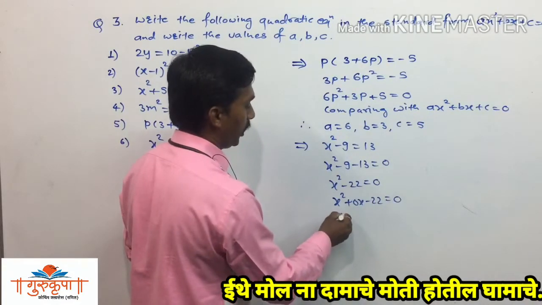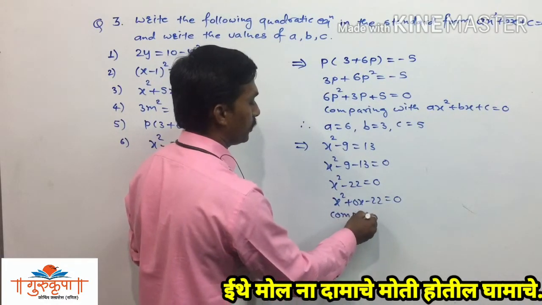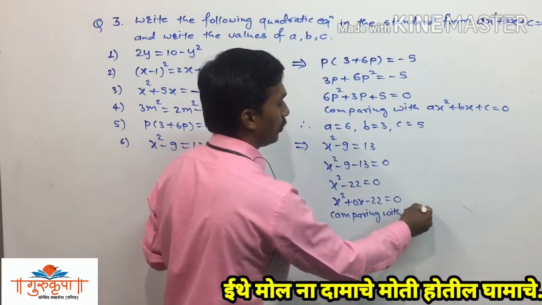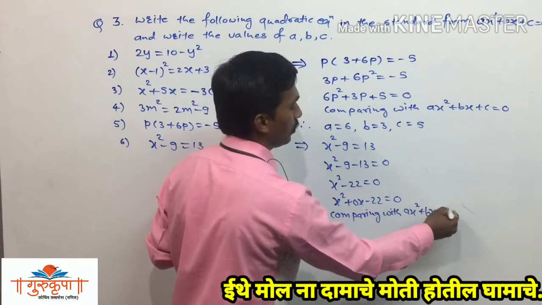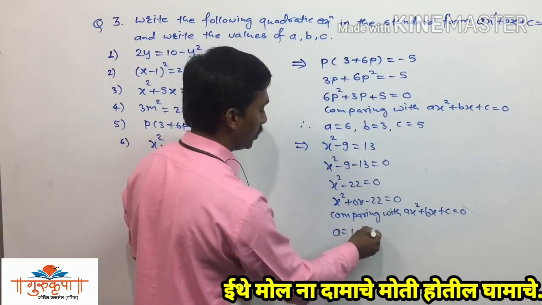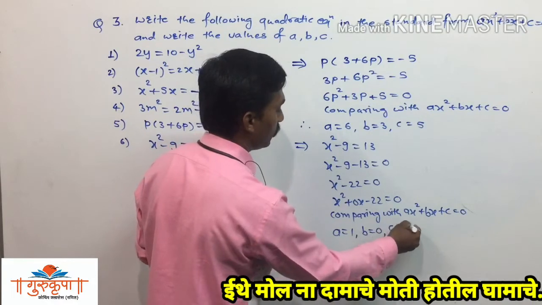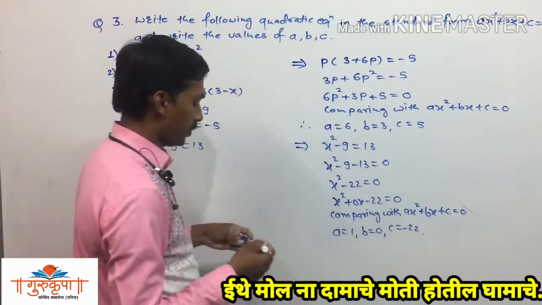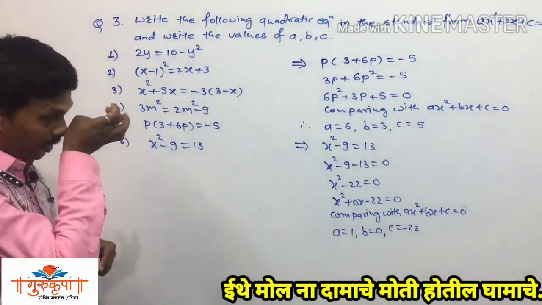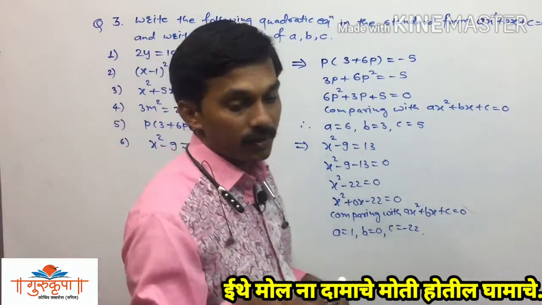And now comparing with ax square plus bx plus c is equal to 0, we will get a is equal to 1, b is equal to 0, and c is equal to minus 22. And this is all about the third question. Now we will take the fourth question.